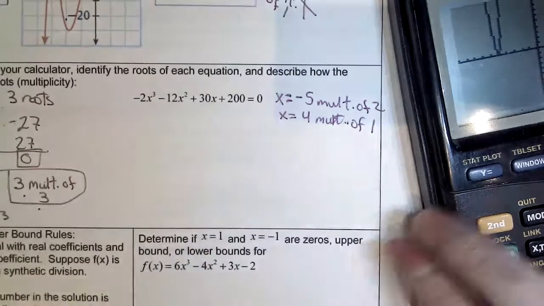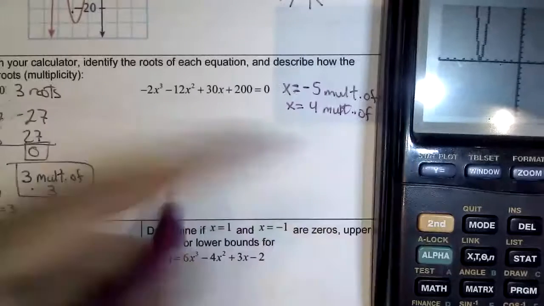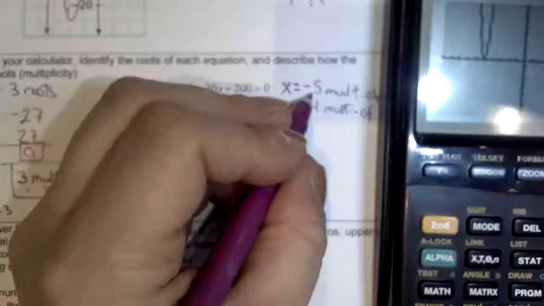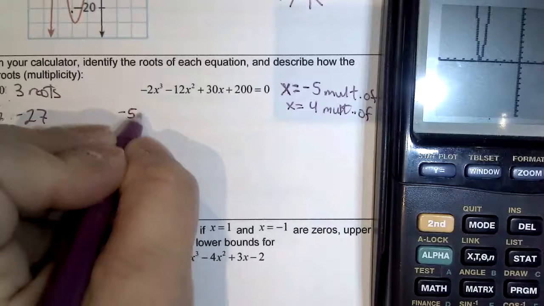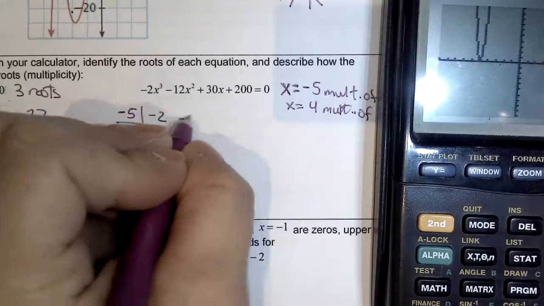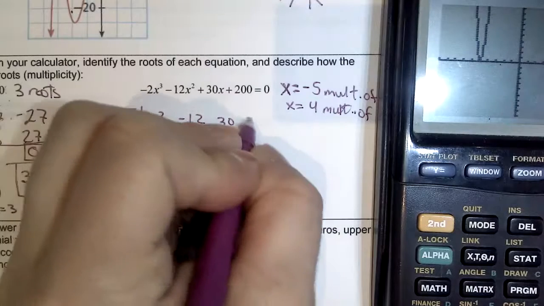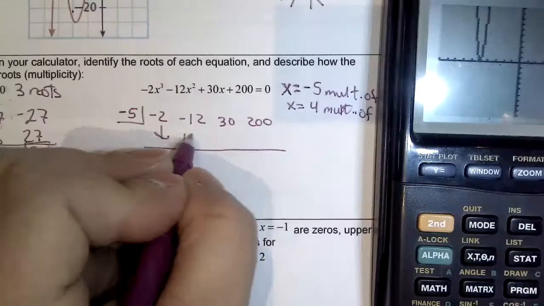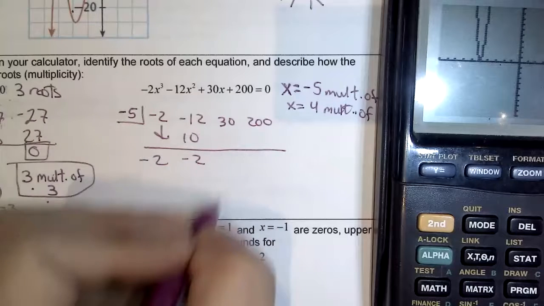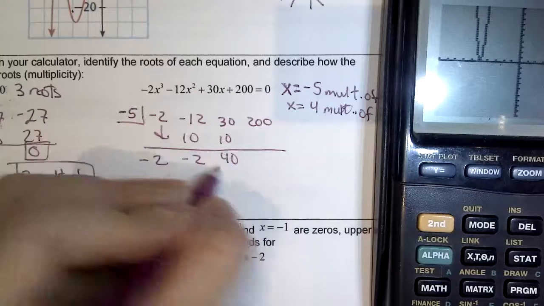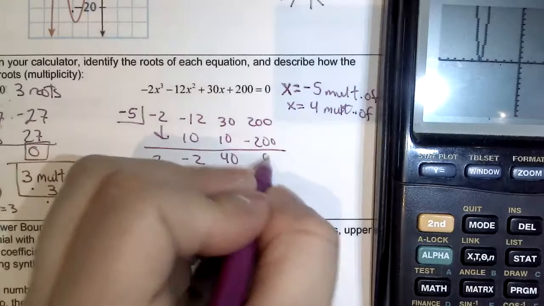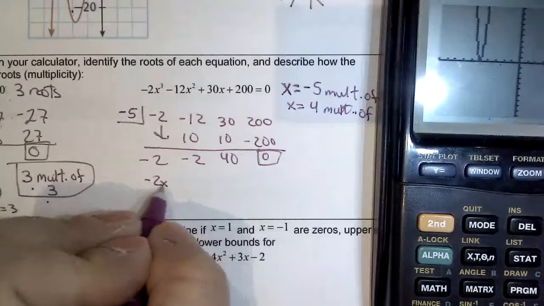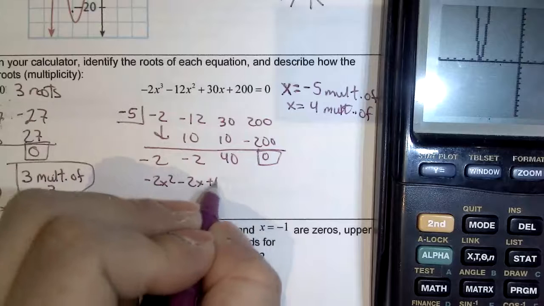All right, so now I'm going to go on ahead and just solve this. It doesn't really matter. I'm going to start with negative 5. So I'm going to take negative 5, so that's negative 2, negative 12, 30, and 200. Bring that negative 2 down. I get 10. I get 40, and negative 5 times 40 is negative 200. So now here, I have negative 2x squared minus 2x plus 40.